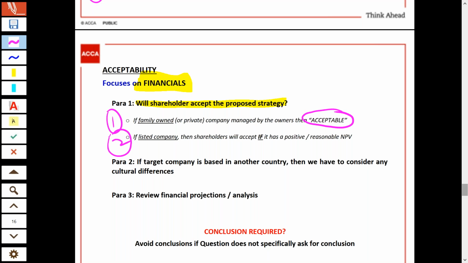Another possibility is that our company is a listed company. Obviously, in a listed company, the directors are separate people and the shareholders are a separate bunch of people. There is an agency, principal agent relationship, right? So in a listed company, why will the shareholders approve? What things will they look at? Normally, shareholders will see if there is a positive NPV. If the proposed acquisition will add positively to the net worth of the company, then there is no reason why they should not approve. So in a listed company, we need to look at the IRR or the NPV, and if the NPV is reasonable or positive, we will say that the shareholders are expected to approve.